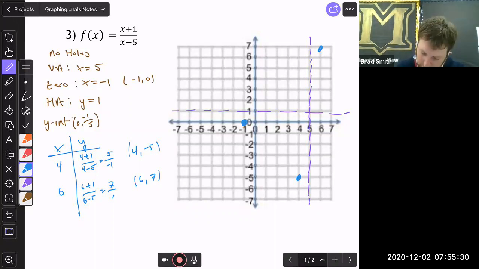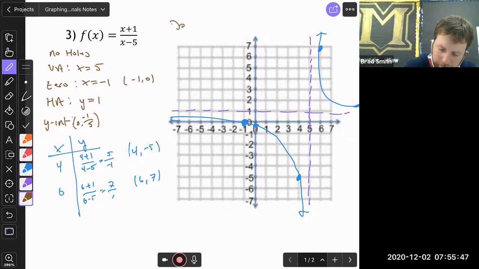I know that (0, -1/5), so that's right there. It should make a little sense. I don't have any holes, so I don't have to worry about that. So now we just play connect the dots. And we're in the right quadrant, so we got the right shape, so we're good to go. It's not going to be super exact.